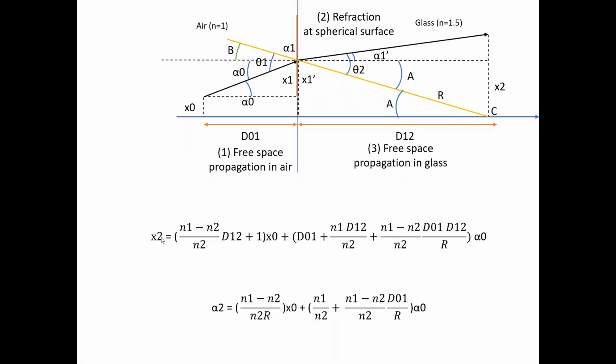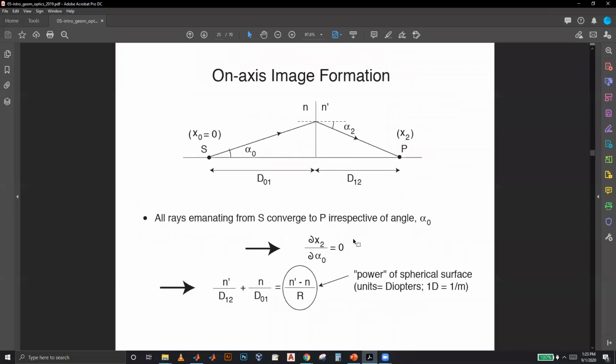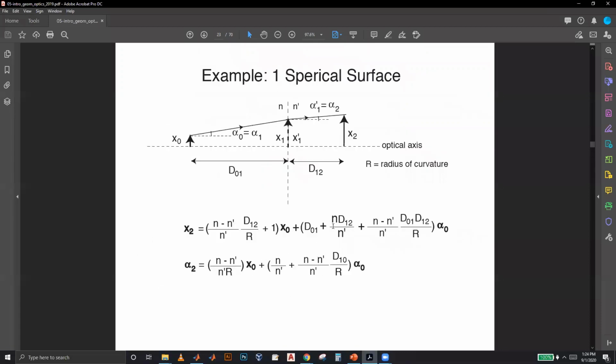You'll have your final equation equating x2, the final height, with x0, the first height, and all other terms which are known to us. And alpha 2, again, I'll draw this alpha 2, which is basically just extending this here, alpha 2 with alpha naught and x0. So these two equations are very important for us to remember in analyzing these optical systems. So we have basically covered up till here, where these equations are given.